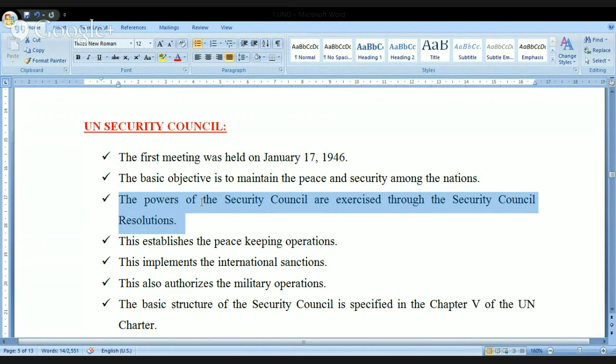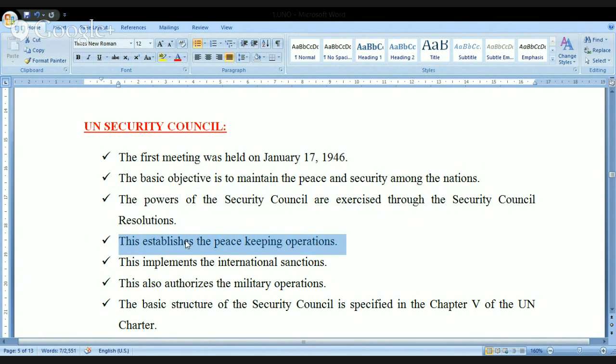Meaning that decisions are taken in the Security Council when all 5 plus 10 members, 15 members, are present in the Security Council. What will it do? This establishes the peacekeeping operations. It will implement the international sanctions. What do you mean by international sanctions?